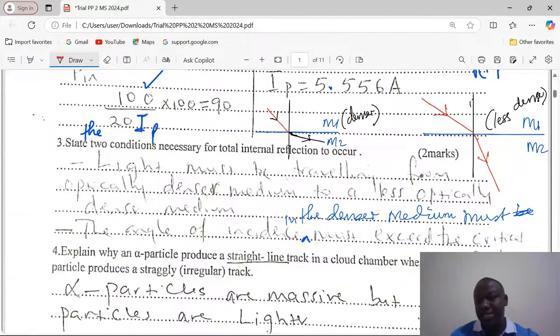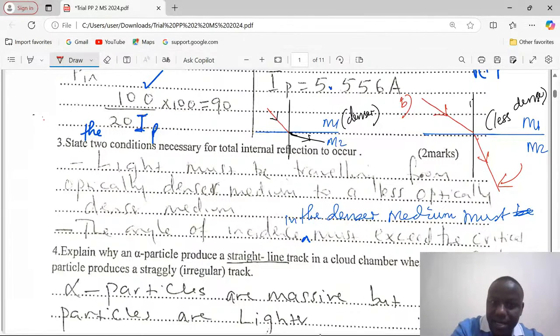Now in this case, whereby light is traveling in case B, light is traveling from less dense to denser medium, we are saying that refraction is happening towards the normal. Now, in the first case, whereby it is from denser to less dense, refraction is away from the normal.